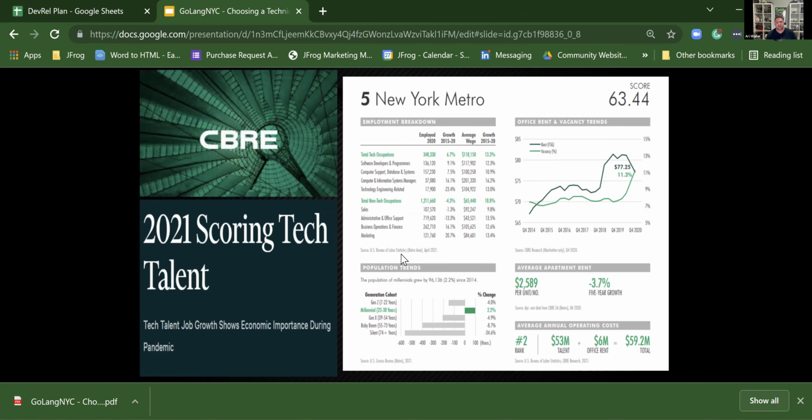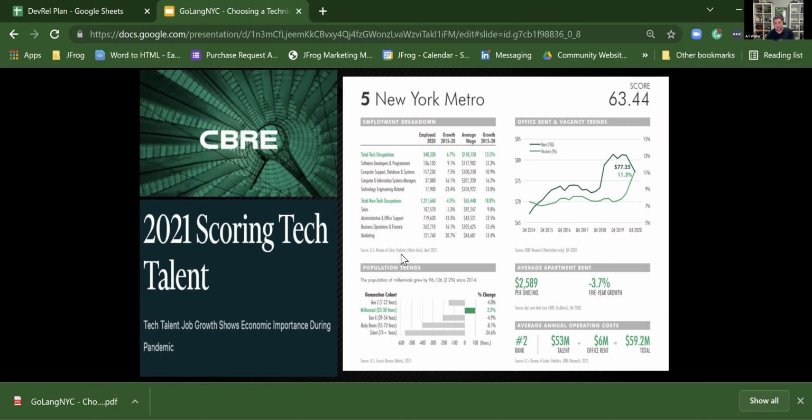So every year CBRE comes out with something called their scoring of tech talent, and New York ranked number 5 in the top 50 places for companies to have a satellite office. And that's based on many, many different factors. It's based on the number of schools, the number of technologists that are anticipated to graduate within a particular time, the number of existing technology professionals that are already there, the cost of real estate, and the other companies that have invested in real estate in the area. So New York is listed as number 5.